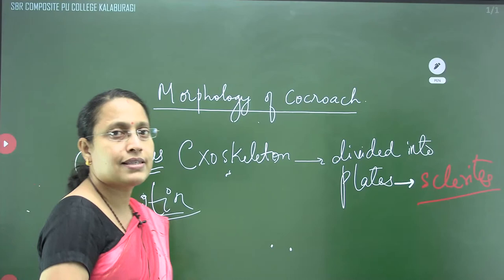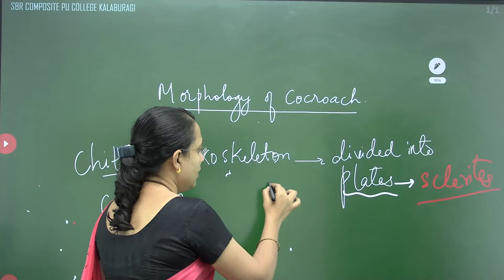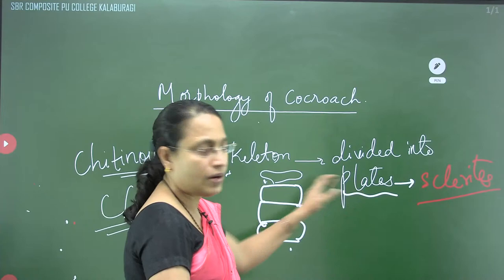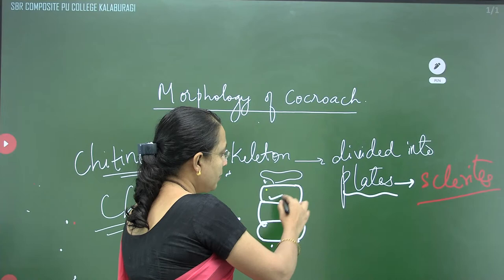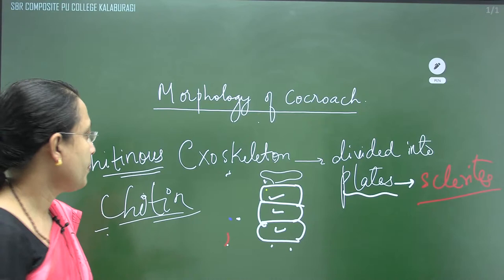So sclerites are plates. Suppose the thorax has three segments, then each segment will have one plate above, one plate below, and on the sides also there are going to be plates. These are exoskeleton plates called sclerites.